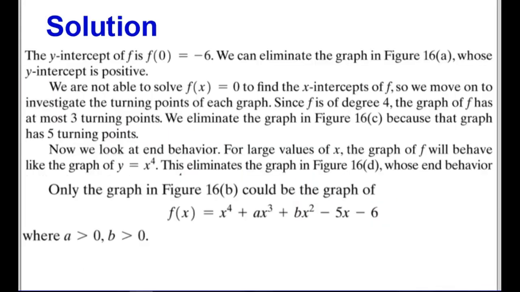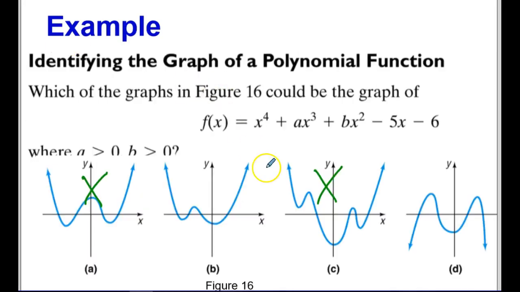So now I can look at the end behavior. Like we said earlier, we knew that this one couldn't work because my leading coefficient is positive, so it has to go up. So this is the only graph that could possibly resemble this function. I can look at just simple things like this, and I don't need the numbers in order to get there.